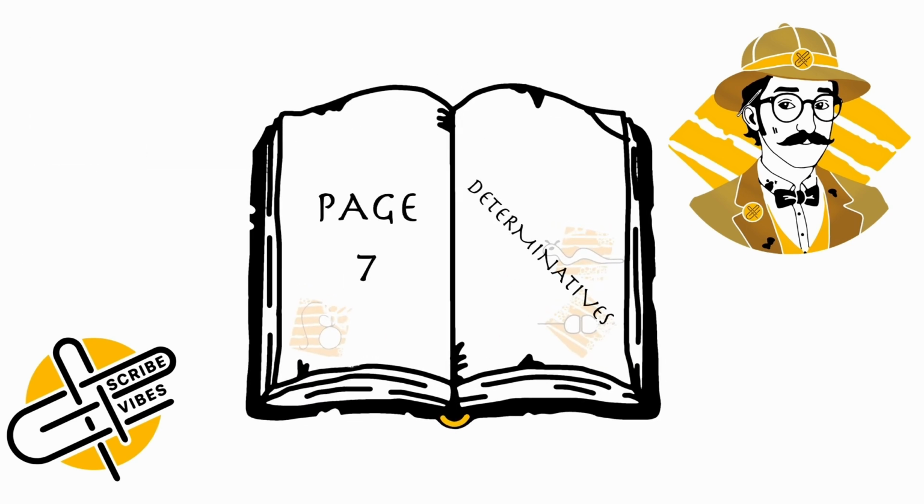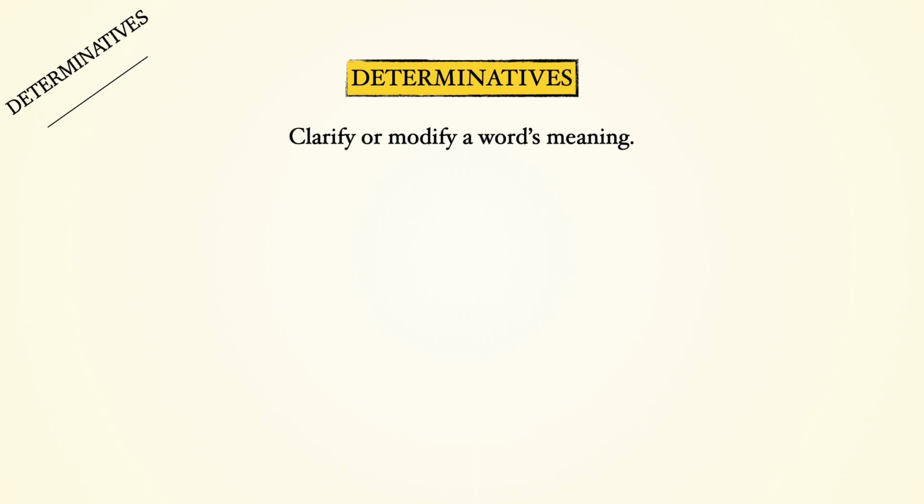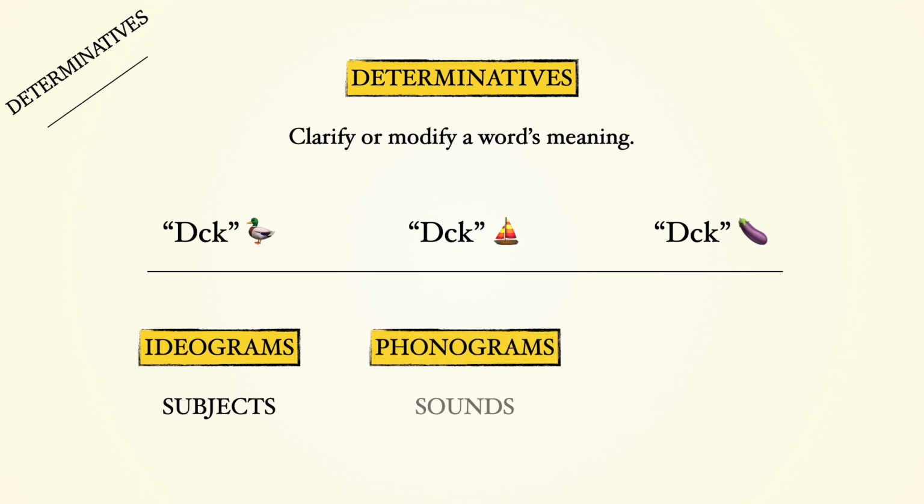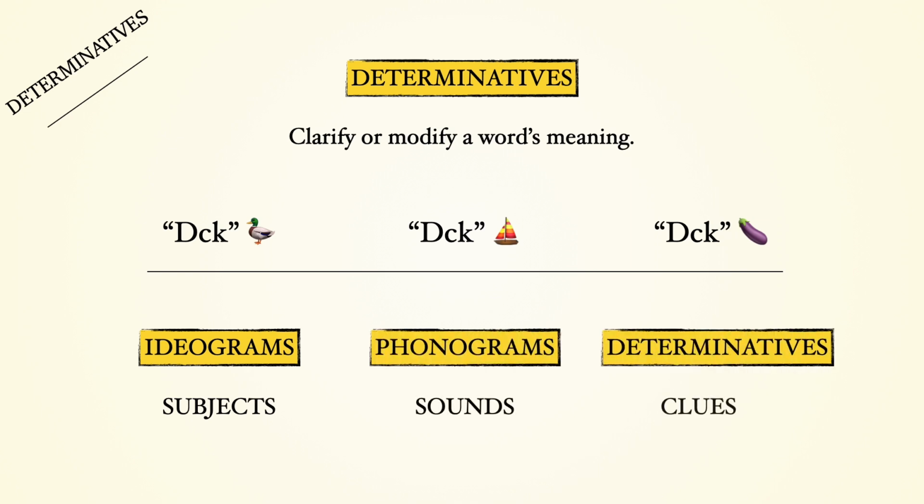Page 7. Today we're recapping and looking at some more examples of determinatives. We have done a bunch of ideograms and phonograms and must not let the silent third type miss out. So let's dive right in and see what we can do. As you will remember from our last page, determinatives clarify or modify a word's meaning. Without vowels in the phonogram glyphs, a lot of words end up sharing a spelling, and so these things are invaluable. We treat ideograms as subjects, phonograms as sounds, and determinatives as clues.